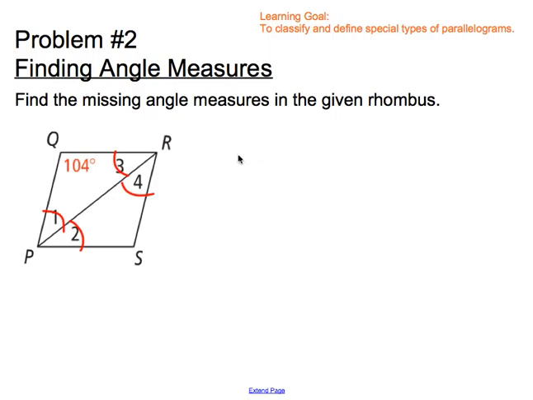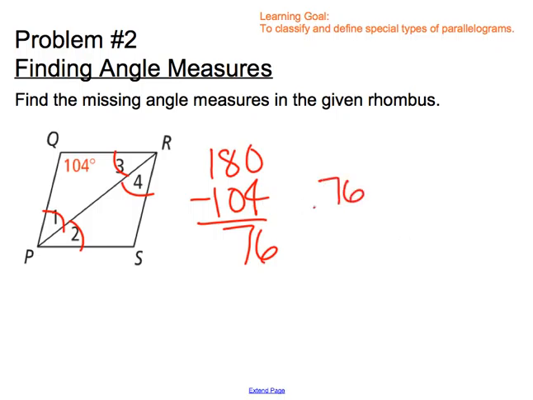So we start with 180 degrees that we know exist in a triangle. Subtract the given measure of Q, which is 104, so we're left with 76 degrees. And because angle 1 and angle 3 have to be of equal measure, we can take 76 and divide that by 2. So we know that both of those angles must measure 38. And since they're all congruent, we know that 1, 2, 3, and 4 all measure 38 degrees.